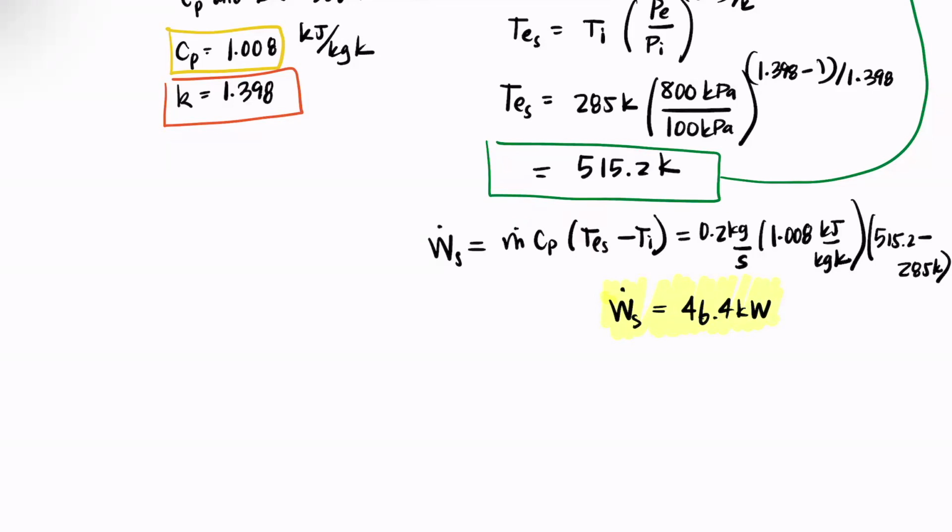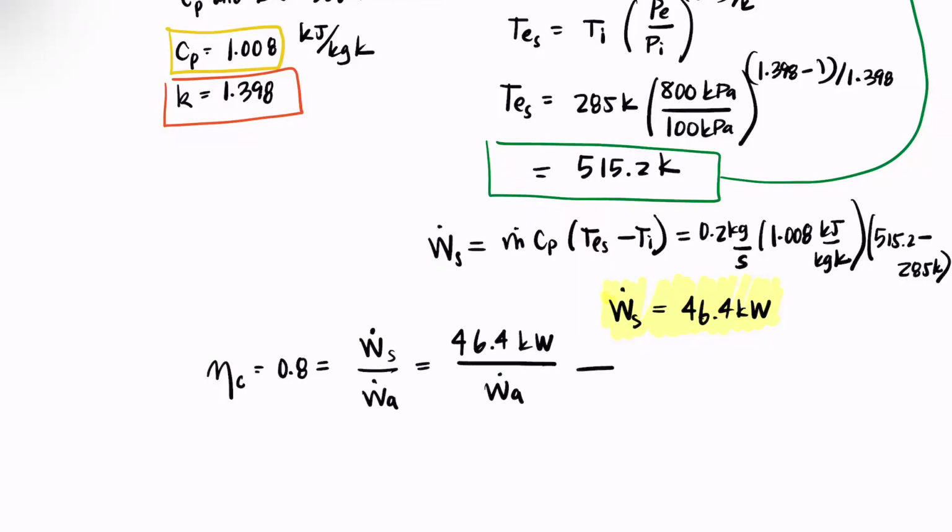Almost done. So we want to find our actual power input, but we are given the isentropic efficiency, right? So since we know eta C is 0.8, this is W dot S divided by W dot actual. So we have 46.4 kilowatts divided by W dot A. If we solve this equation, we get that W dot A is 58 kilowatts.